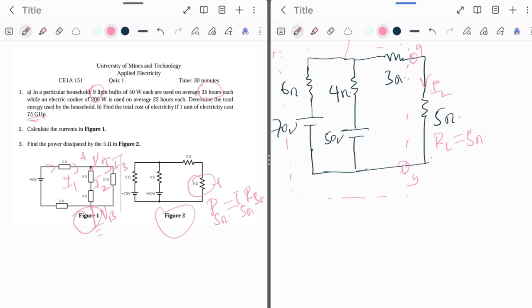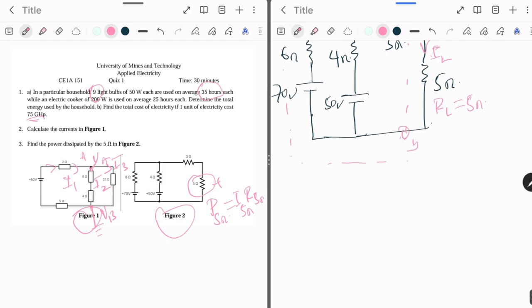VTH is simply going to be the open circuit voltage. So you remove the load and then look through to find the open circuit voltage. That open circuit voltage becomes the Thevenin's equivalent voltage, or Thevenin's voltage. So I'm going to remove the load and sketch the same circuit diagram again, but without the load, which is 5 ohms.